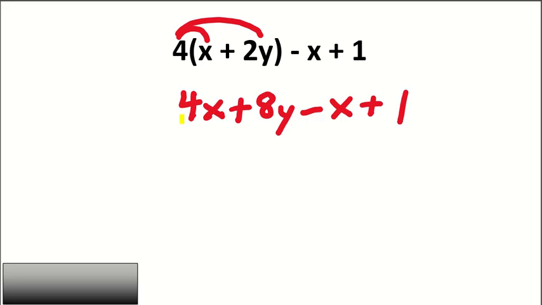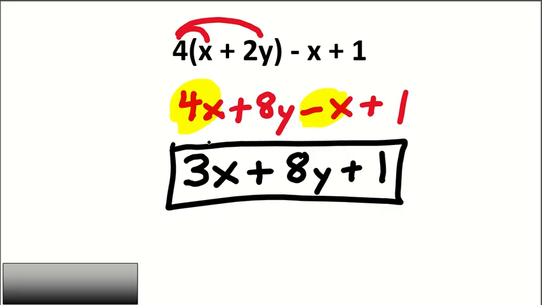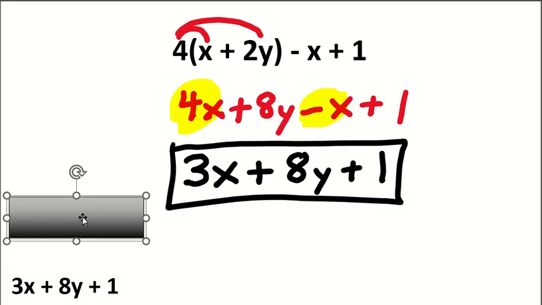Okay, now let's highlight the terms that are alike. We have 4x's here, and we're getting rid of 1x right there. So 4x minus an x gives us 3x, increased by 8y because there's no other y's to combine it with, increased by 1 because there's nothing to combine with that 1. And with any luck, we have it written down correctly. Of course, the commutative property does apply here, but it looks like 3x plus 8y plus 1 is the correct simplification of this algebraic expression.